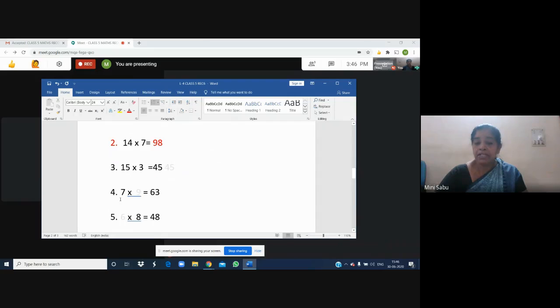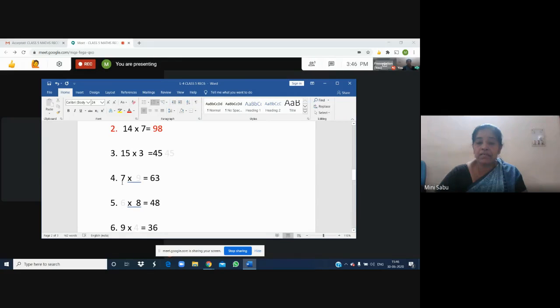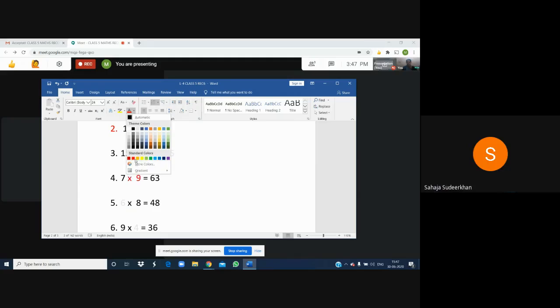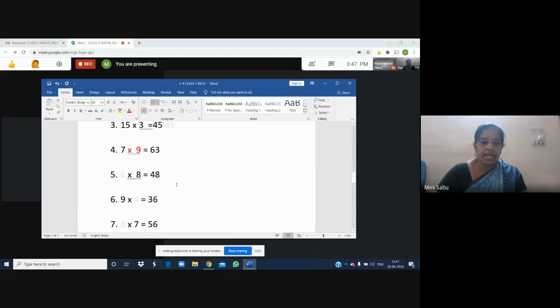And children, you please tell me what is it? 7 table. Let us recite. 7 1 is 7. 7 2s are 14. 7 3s are 21. Like that, 7 5s are 35. 7 6 are 42. 7 7s are 49. 7 8s are 56. 7 9s are 63. Okay, like that.